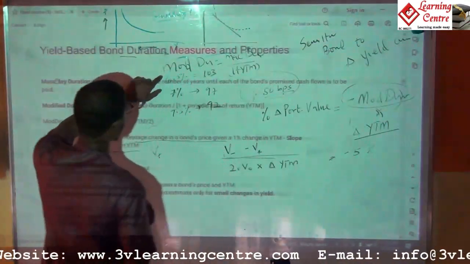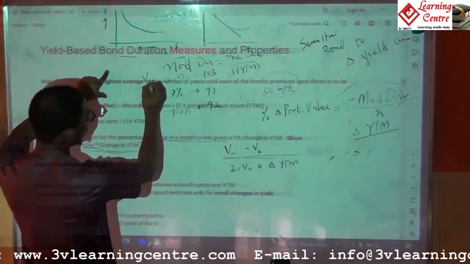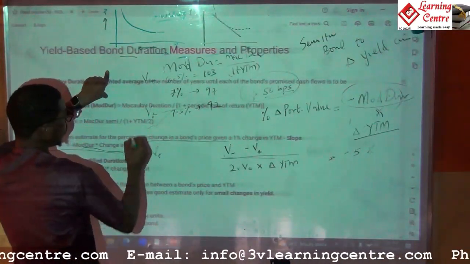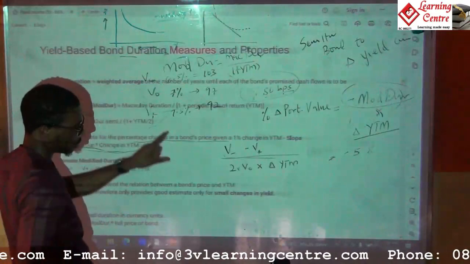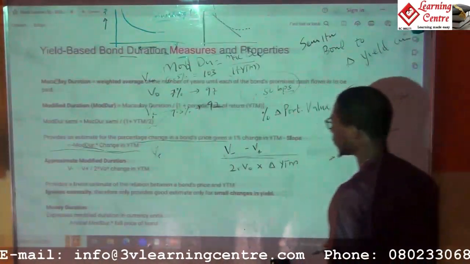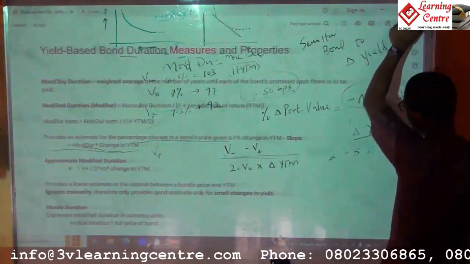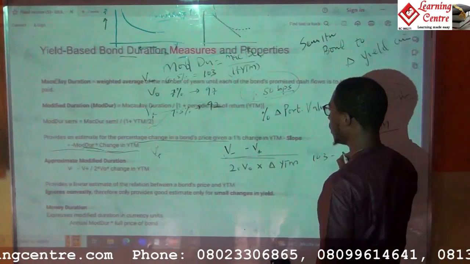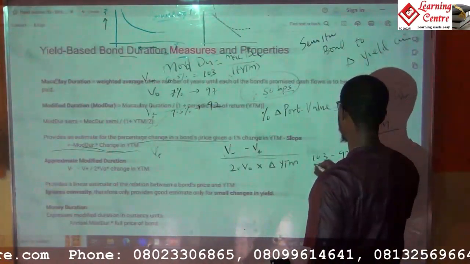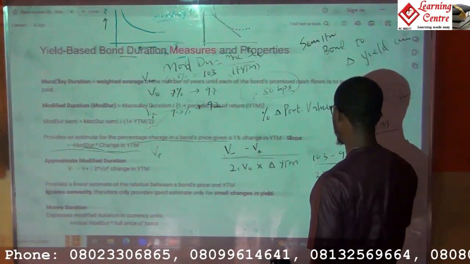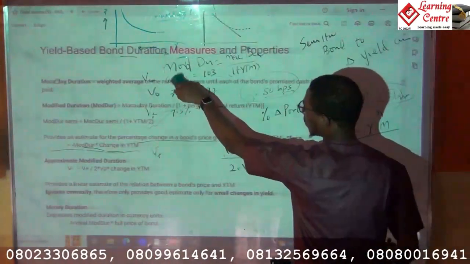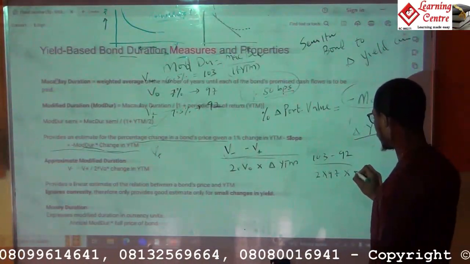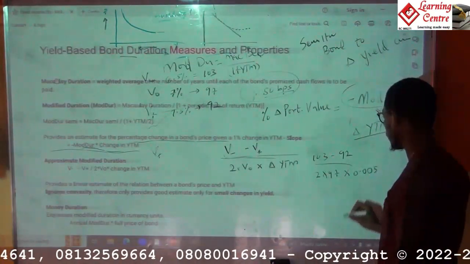This is my V minus when I shift my bond's yield curve down. This is my V plus when I shift my yield curve up. This is my V0. And I will plug all those numbers in to get my approximate modified duration. So let's do 103 minus 92 over 2 times 97 times the change, 0.5%. Put that in decimals, 0.005.